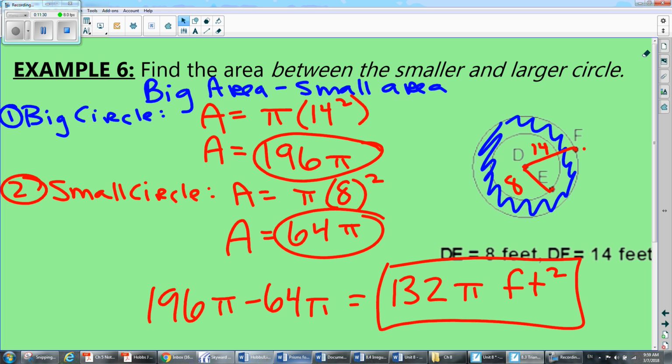Sorry, if I give you that segment DF is 14 and segment DE is 8, we're going to take the radius, which was 14, and square it, multiply it by pi, we get 196 pi. For the radius of the smaller circle, it was 8. Take 8 squared, get 64 pi for the area. Then when you subtract those, if we keep it exact, we end up with 132 pi feet squared.